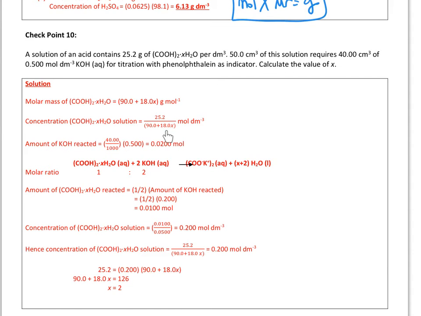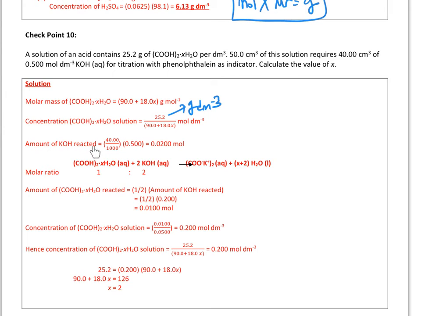Then you may ask me, why is your mass divided by your molar mass equal to mole per dm cube? Because it tells me that this is 25.2 per dm cube. So this is actually your gram per dm cube here. You see, they hide the word like that, right? This is gram per dm cube. That's why gram per dm cube divided by molecular weight is mole per dm cube.